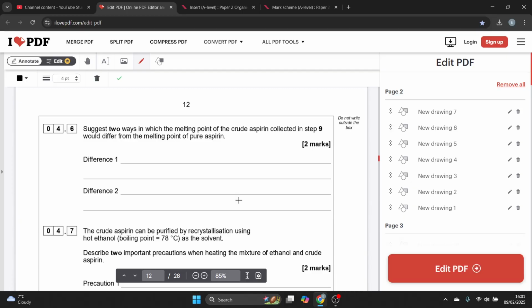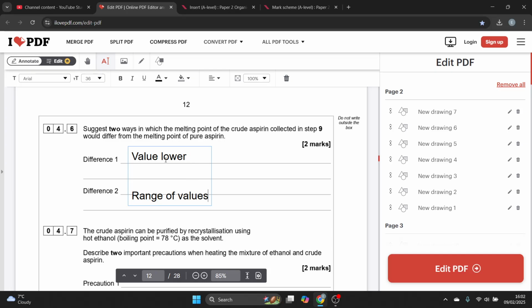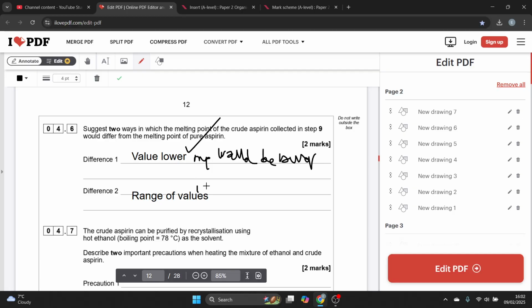So there's two ways in which melting point of crude aspirin collected would differ from the melting point of pure aspirin. Well, the value would be lower, and there'd also be a range of values. The melting point, aka MP, would be lower, and a range of values.